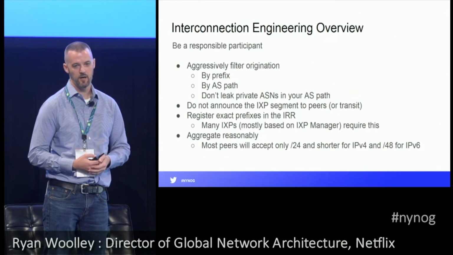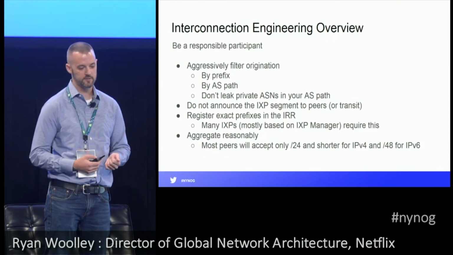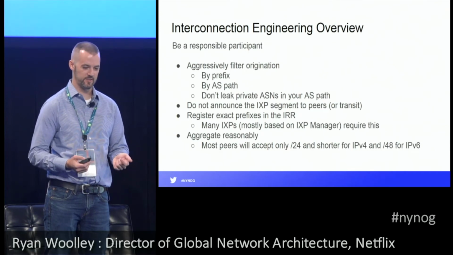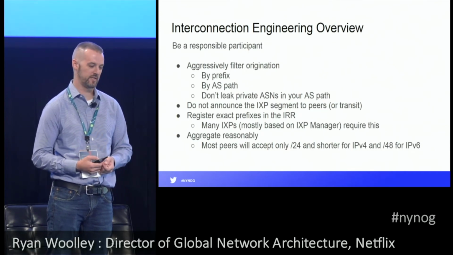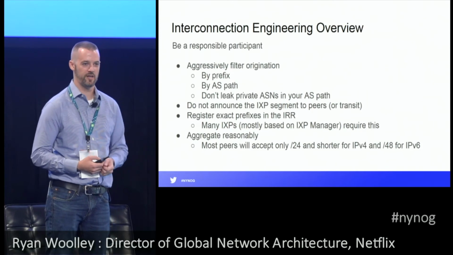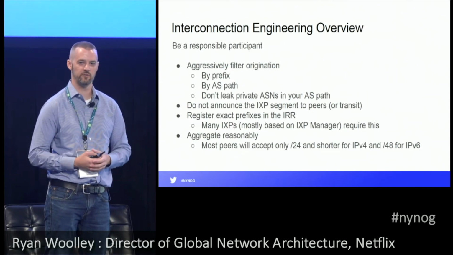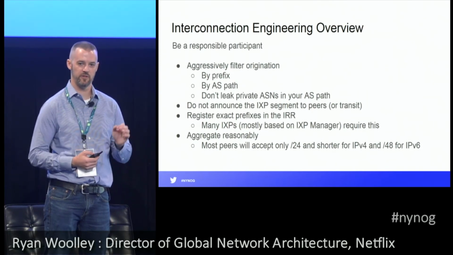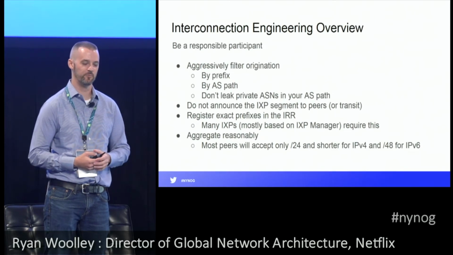I'd encourage you to aggressively filter by prefix. Don't leak someone else's prefixes. Don't originate the infrastructure routes in your network, that sort of thing. And also to filter on AS paths. Basically lock it down as tightly as you can so that the other participants don't get unexpected routes from you.